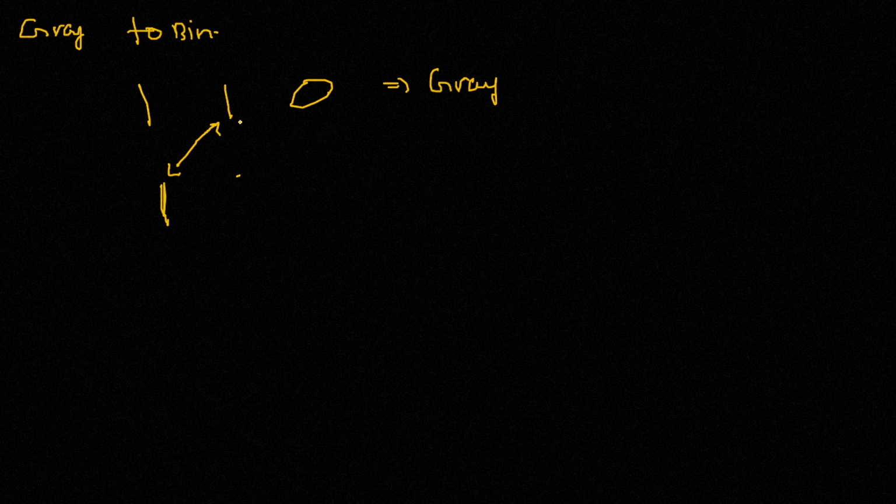So 1 and 1 are the same, right? So we write 0, and then 0 and 0 are again the same, so we write 0 again. So this is the binary equivalent of 110 in gray.